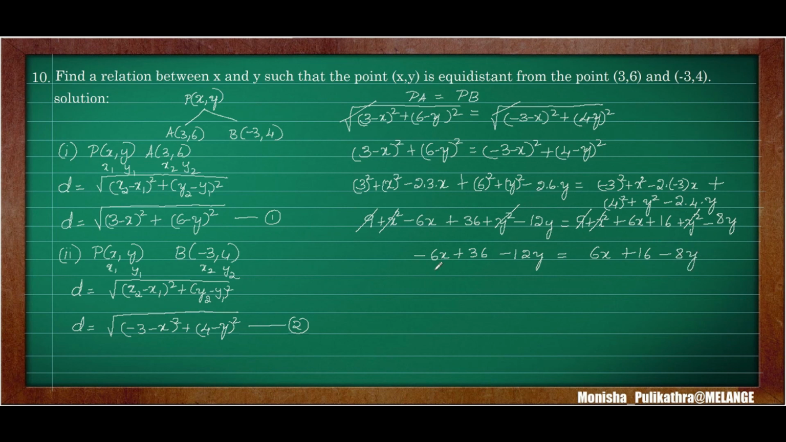Okay, we have to take it to a single side. So I will keep this 6x here itself. I am moving this minus 6x to this side. It will become plus 6x. Next, minus 8y as it is. I am moving this 12y to this side. So it will become plus 12y. Next, I am keeping this 16 here and moving this plus 36 to this side. It will become minus 36 is equal to 0. So 6x plus 6x is 12x. Here 12 minus 8 is 4. So plus 4y. So 16 minus 36 is minus 20 is equal to 0.